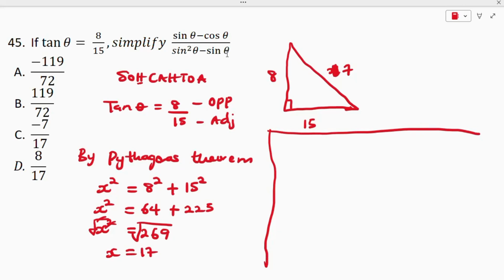So we have sin theta to be opposite over hypotenuse. So sin theta is equal to opposite 8 divided by hypotenuse, which is 17, and we have cos theta, which is equal to adjacent over hypotenuse.